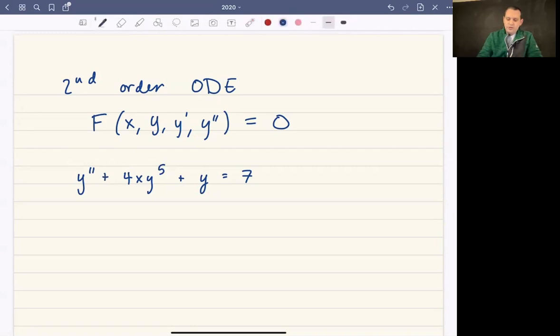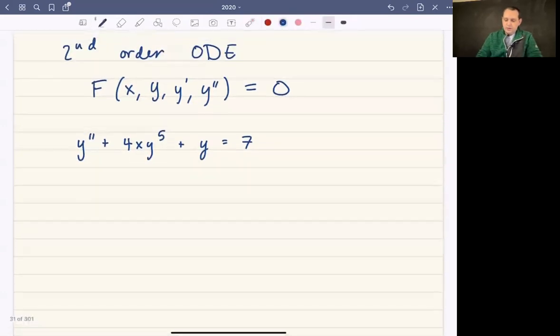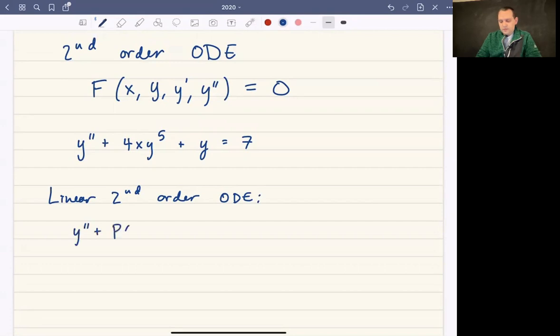And what we're going to do to start with is talk about what are called linear, there's a lot of words that go here, linear second order ODEs. And a linear second order ODE is a differential equation that can be manipulated to be of the form y double prime plus p of x y prime plus q of x y equals, say, r of x.